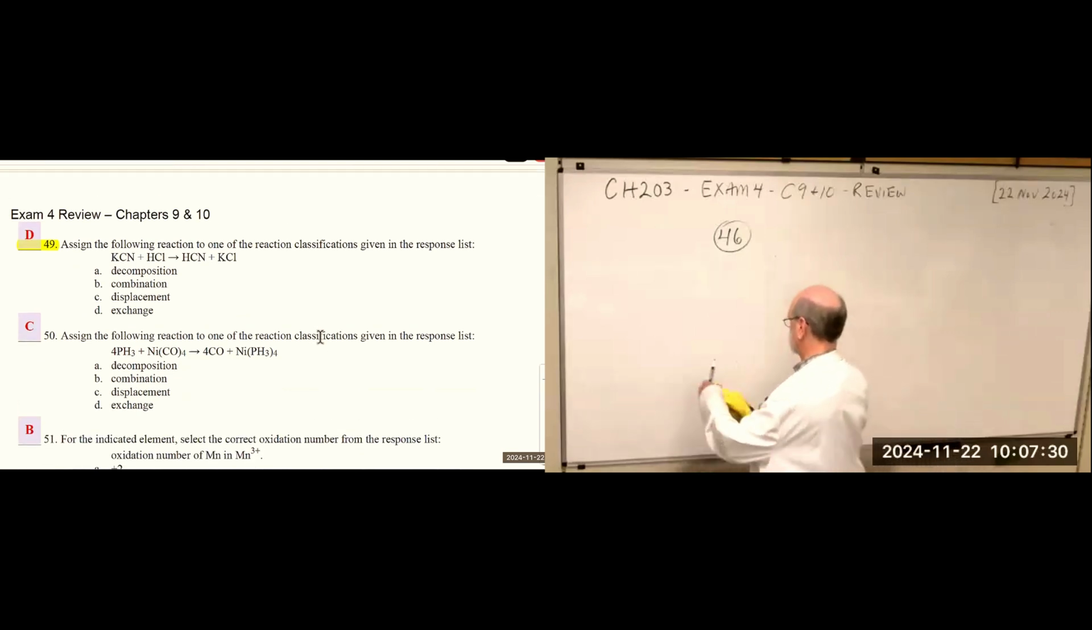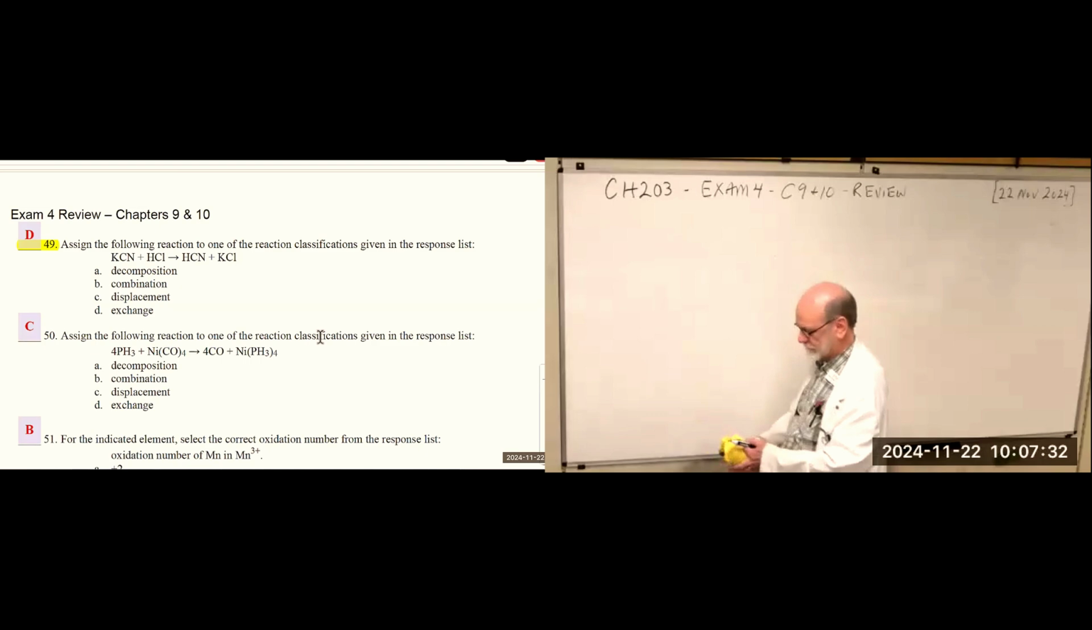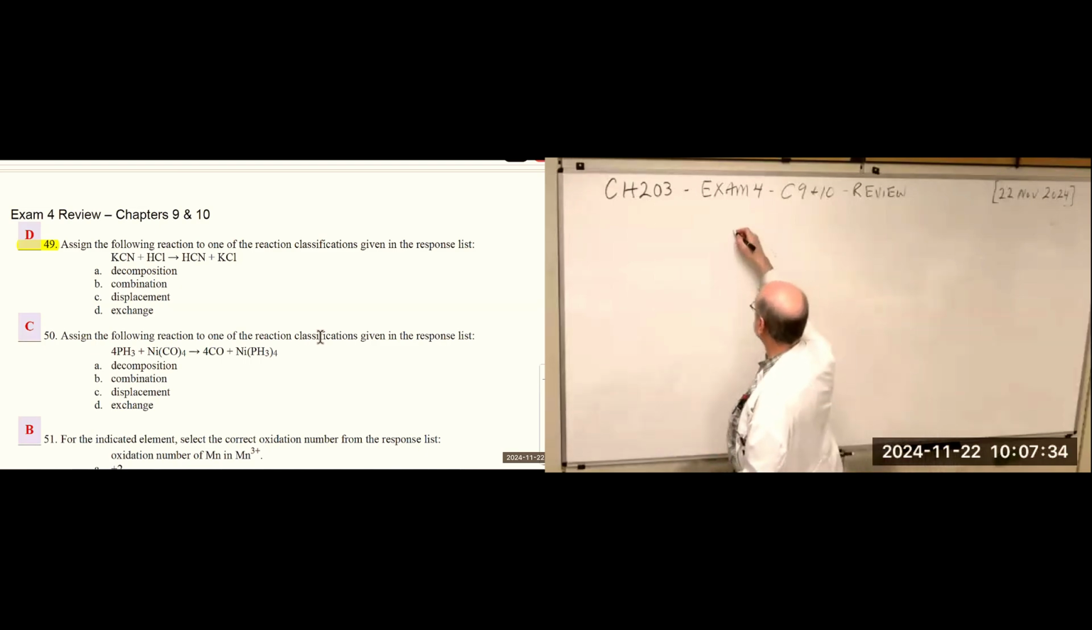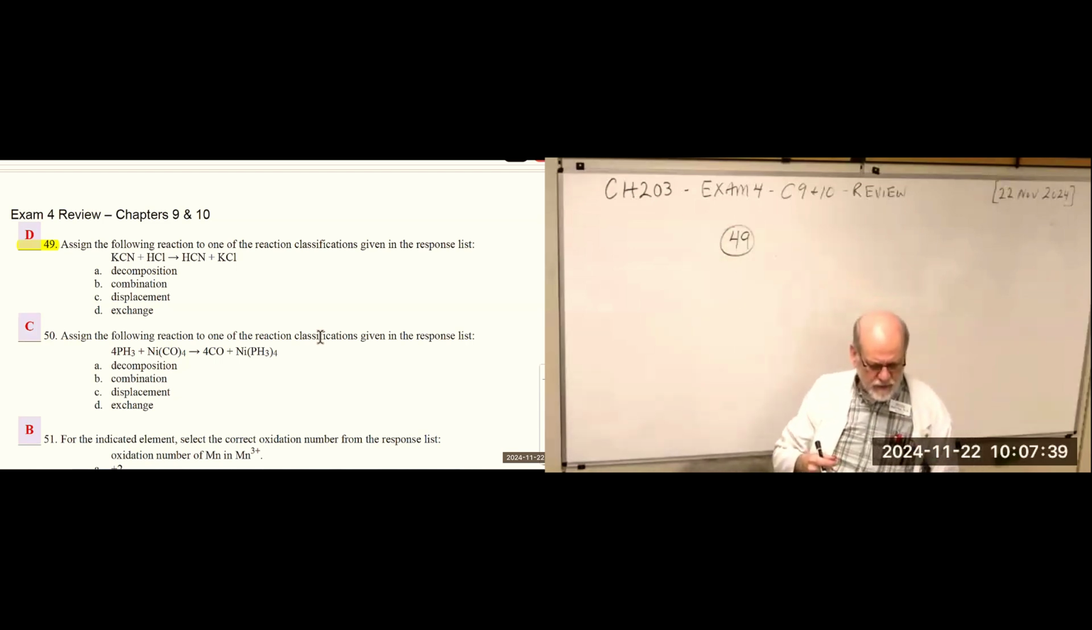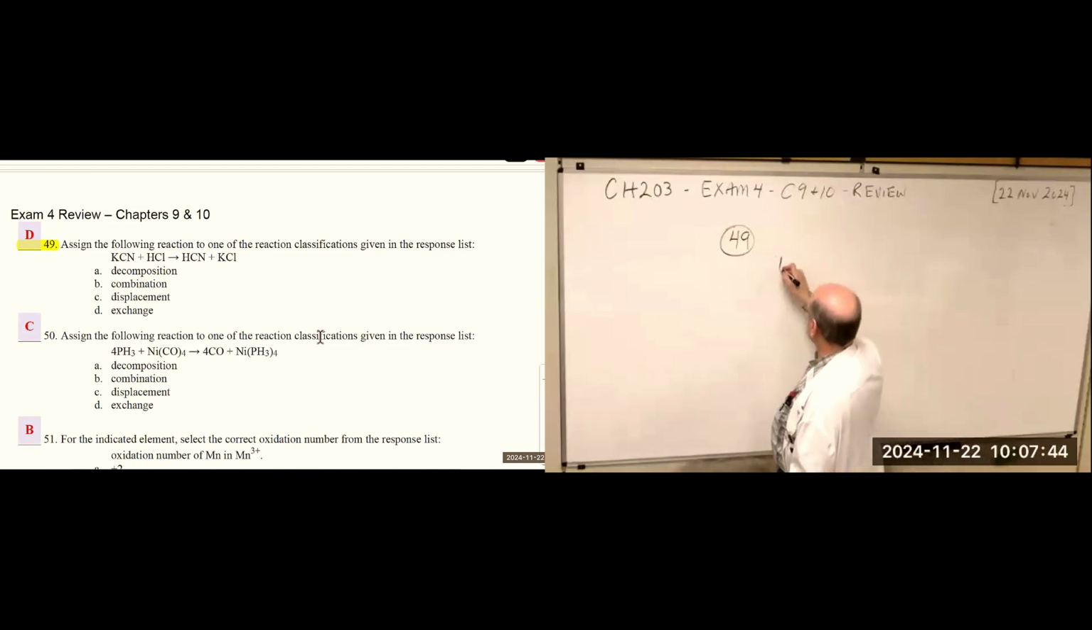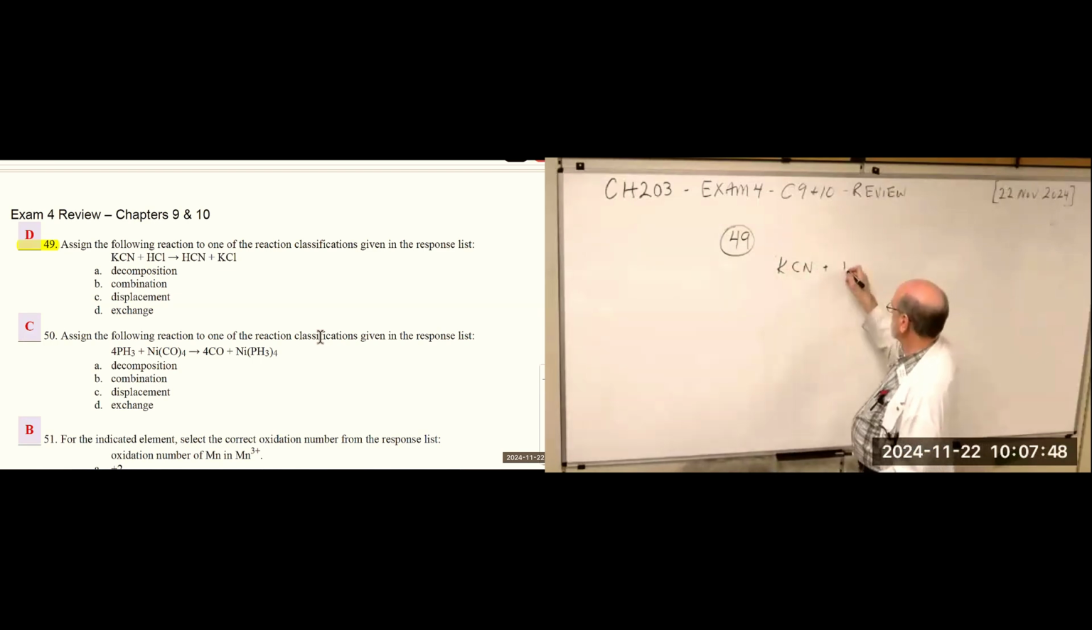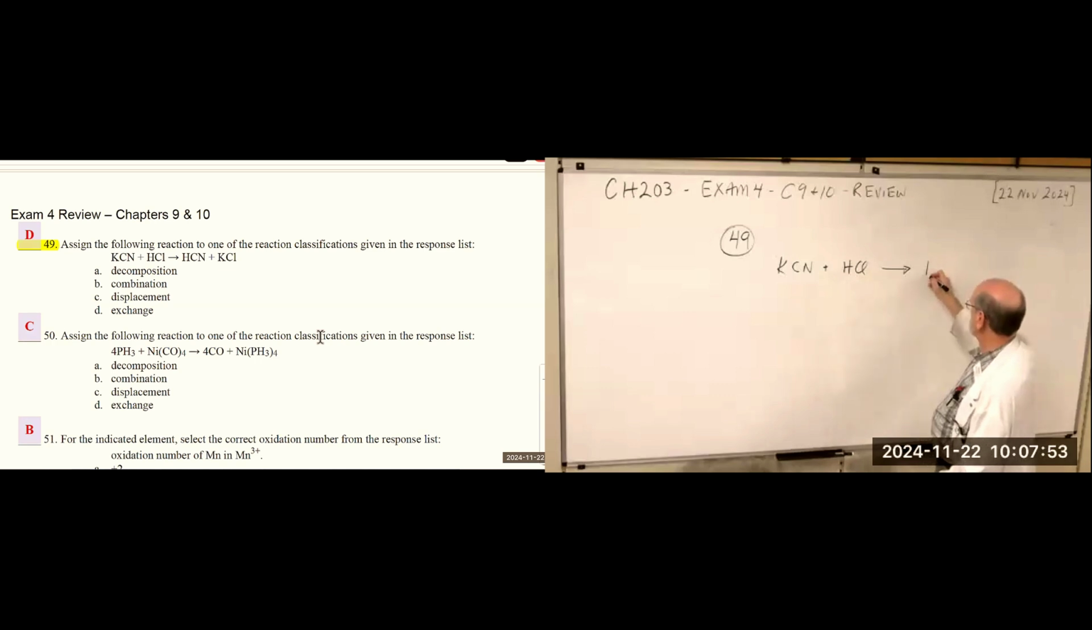49. Assign the following reaction to one of, oh, okay. Oh, so we've got potassium cyanide, right? That's every murderer's good friend. And then hydrogen cyanide plus HCl. Oh.